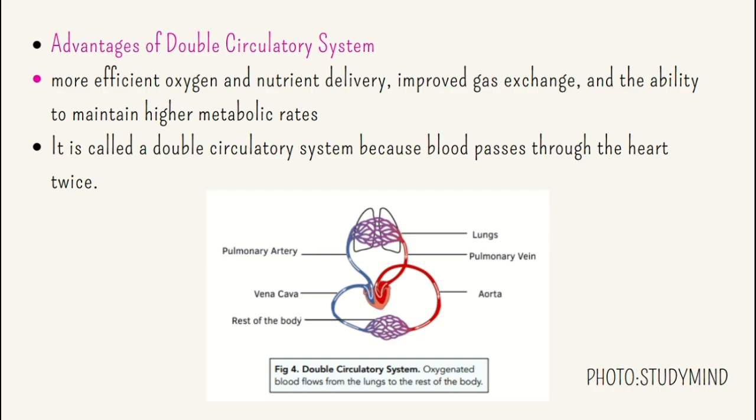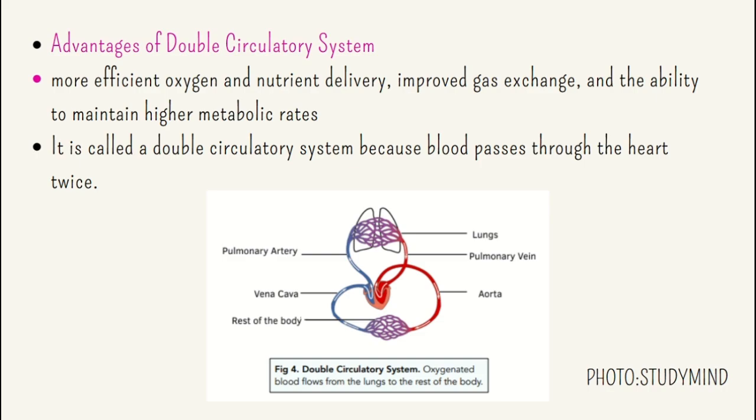So, we said before that as humans we have a double circulatory system, right? And we said that blood passes through the heart twice. That is what we said. Now, why is it so advantageous to have a double circulatory system? More oxygen and nutrient delivery, improved gas exchange, and the ability to maintain higher metabolic rates.